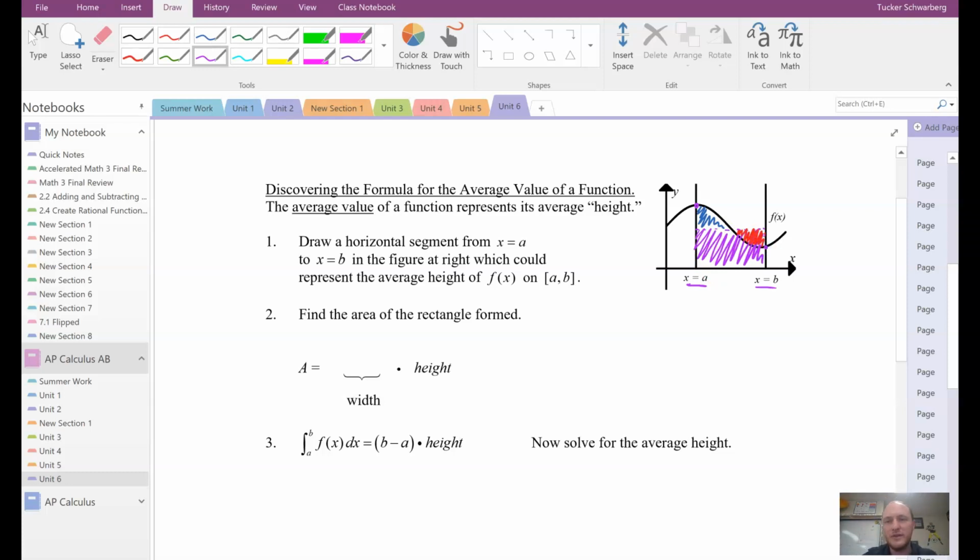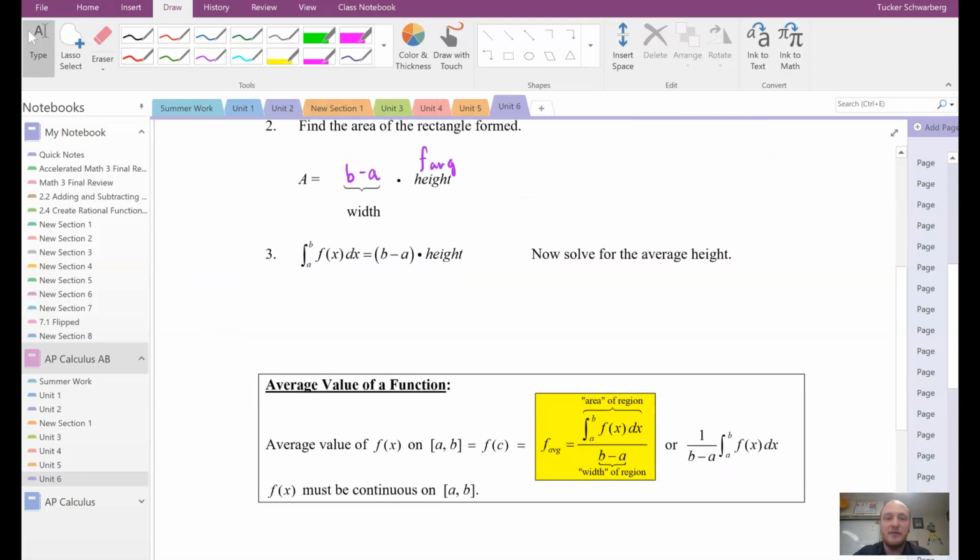So what would be the width of these values? Well, it depends upon our x values here, a and b. So if I wanted to find those values, isn't that b minus a? So that's my width. My height would be here, and you can write this in, would be the average height, so f average. And now, if I wanted to represent this area, isn't that the integral of f of x from a to b? And that is equal to b minus a, again, the width times the height.